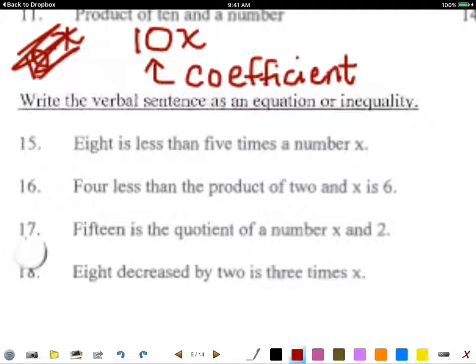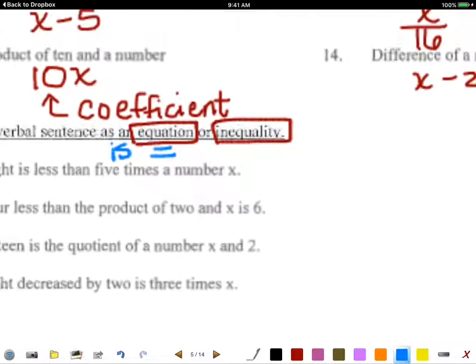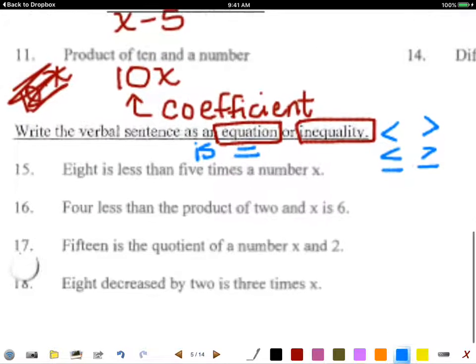All right, now down here is where they get just a little bit more complicated. Write the verbal sentence as an equation or an inequality. Now, if it's an equation, it's going to have an equal sign in it, and it's going to have the word is. If it's an inequality, we're going to use a less than, or a less than or equal to, or a greater than or equal to sign when we're writing this out. So let's look at 15.